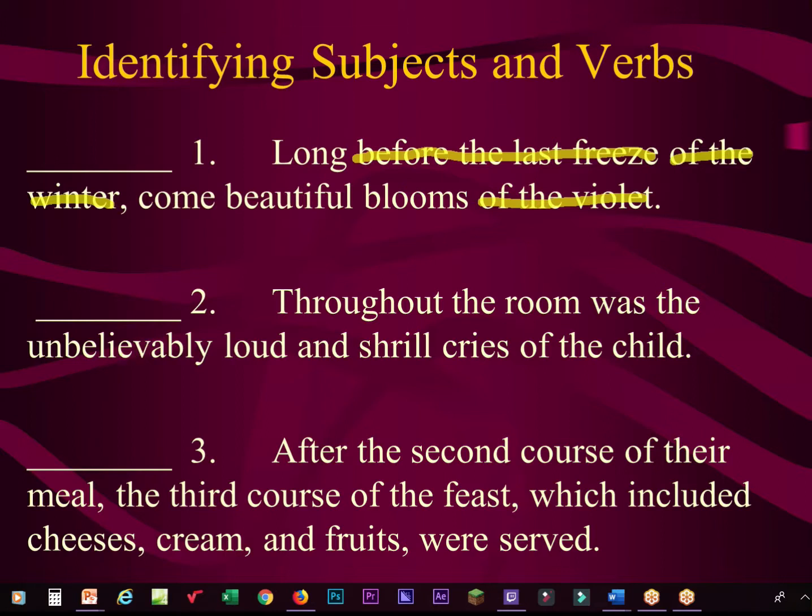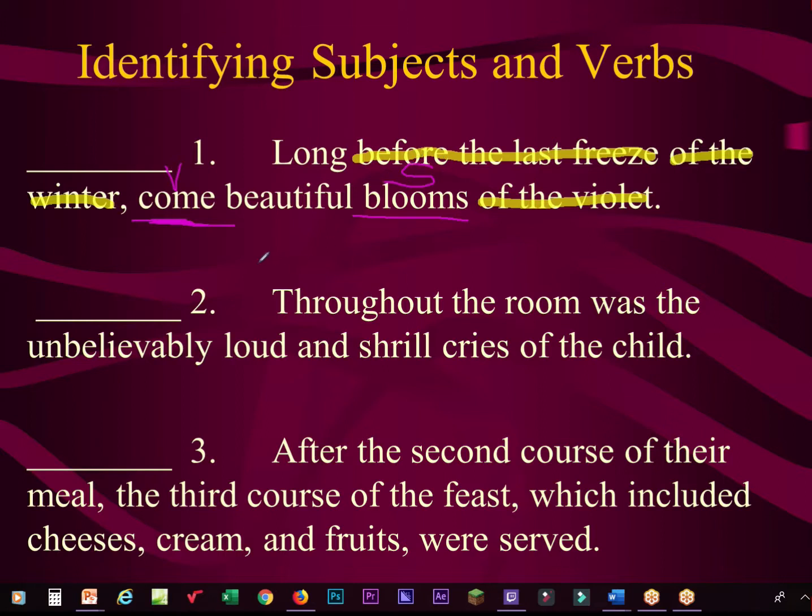So when you're looking for the verb, you want to say, well, what's happening? Something is coming. That's your verb. It shows the action. And then you want to say, well, what's coming? It's the blooms that are coming. That will be your subject.